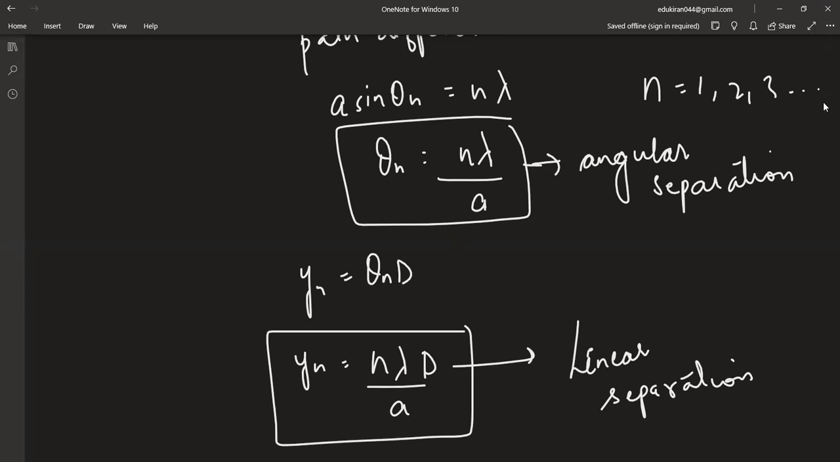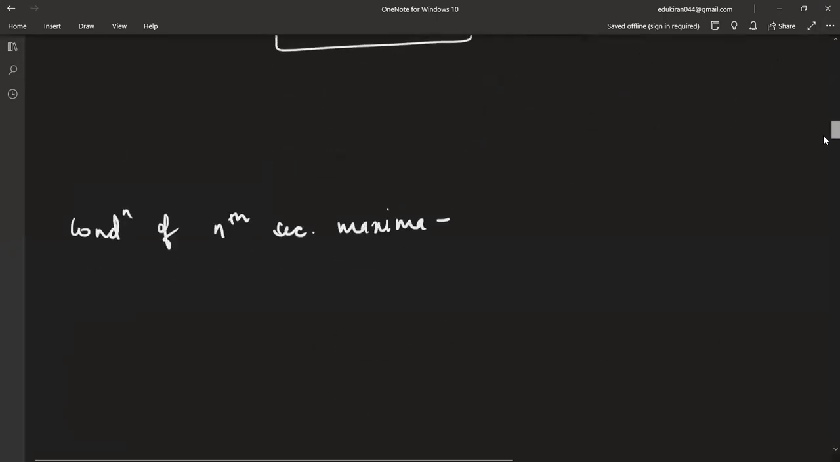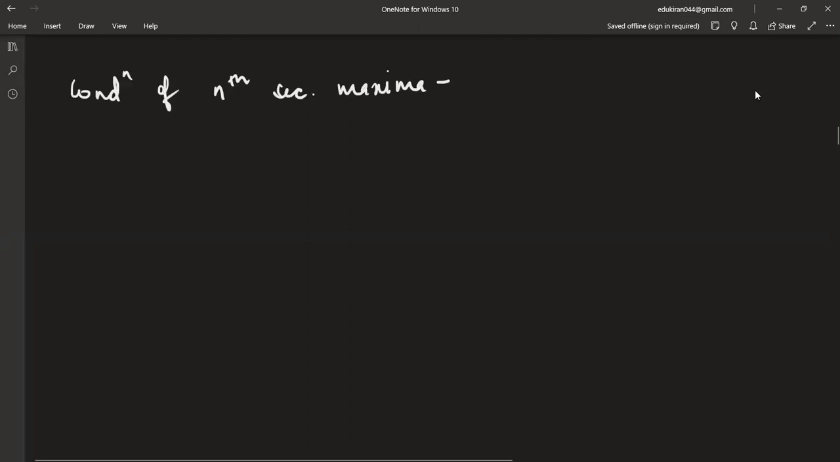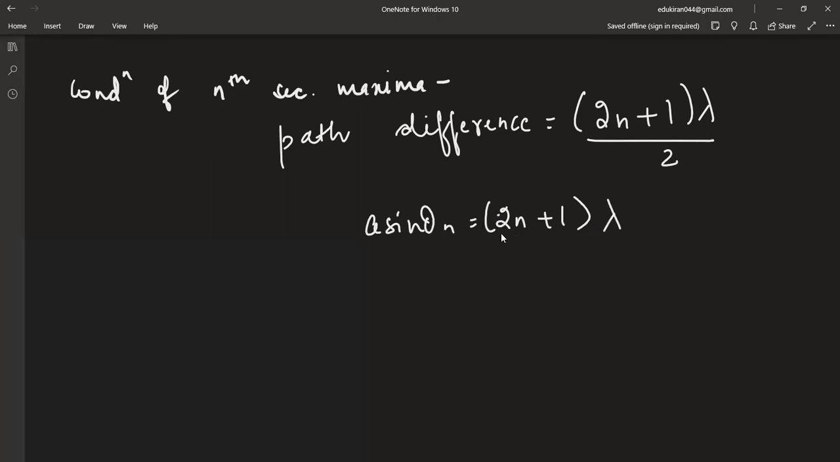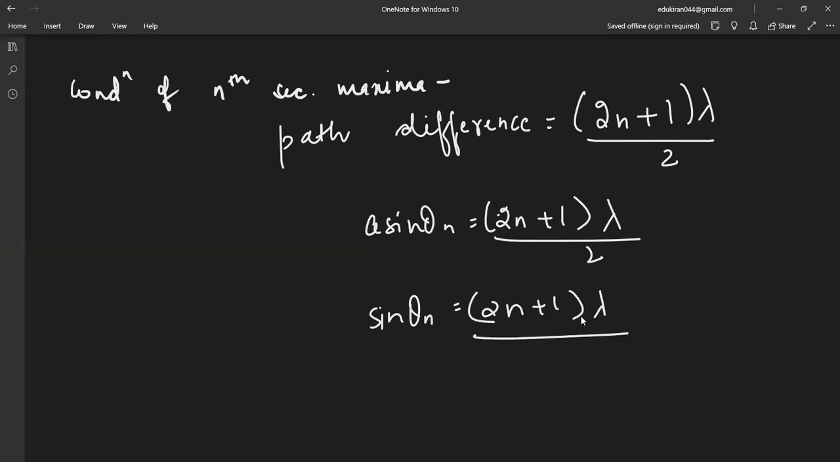Clear, class? Now, one more thing, we have the conditions for maxima. So let me discuss conditions for nth maximum. For maxima, you have to write the path difference first. See, now the formula is different. Instead of minus, it is plus 1. 2n plus 1 lambda by 2. a sine theta n is equal to 2n plus 1 lambda by 2. So sine theta n is equal to 2n plus 1 lambda by 2a.